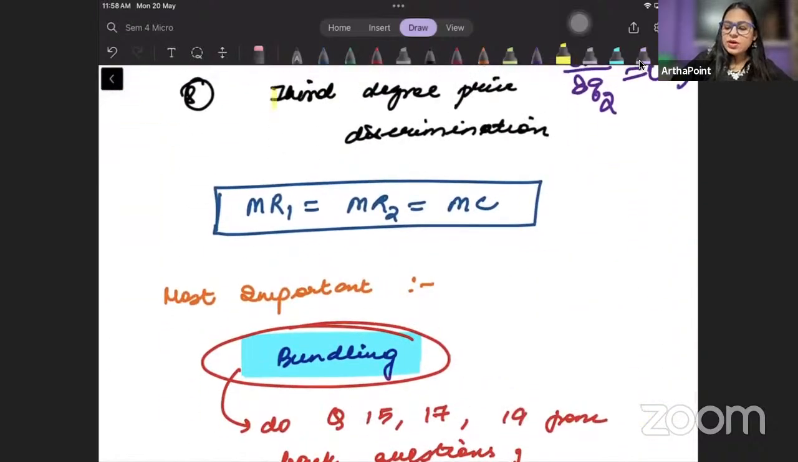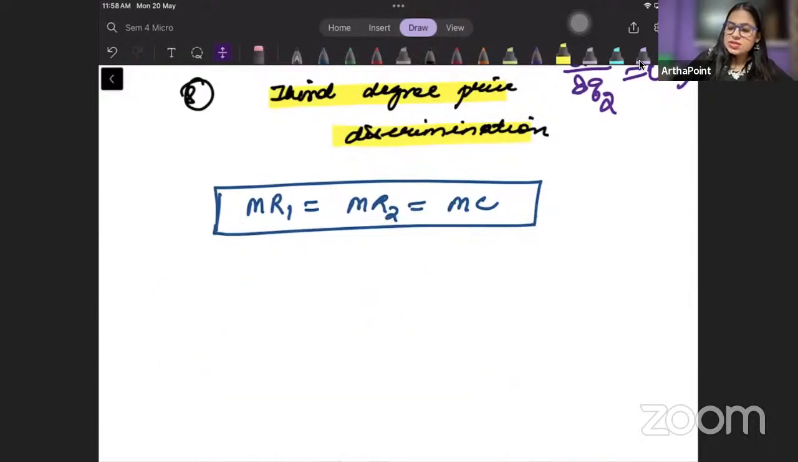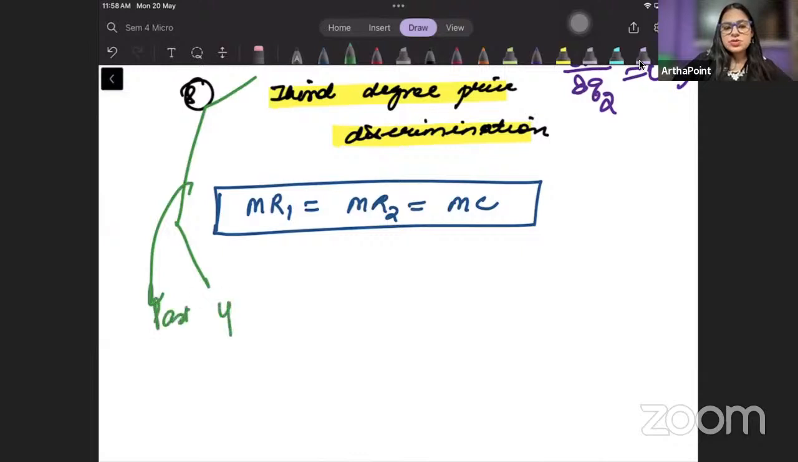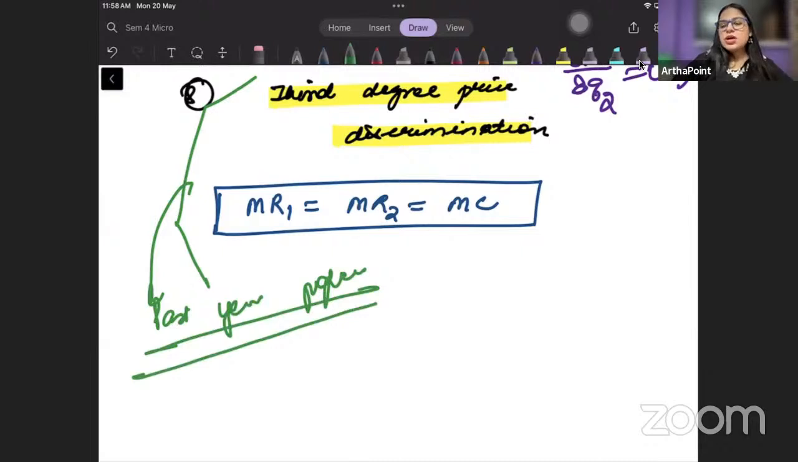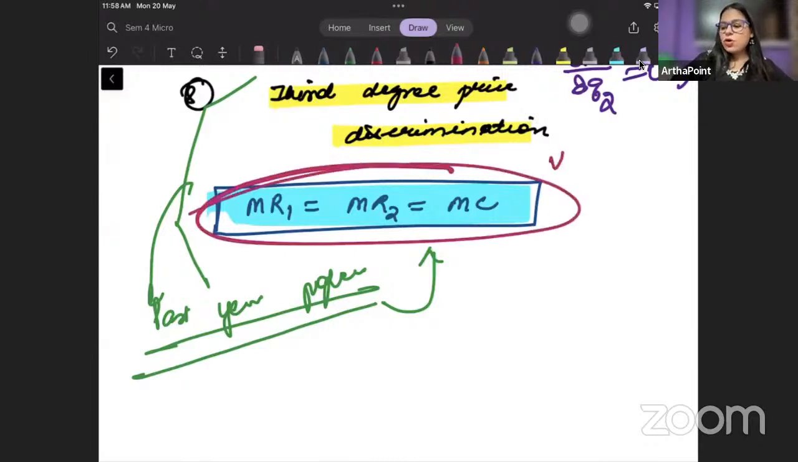Okay. Then there can be a question on third degree price discrimination. This is the most common question seen in the past year papers. If you go back to your past year papers, 2018, 19, 20, 21, all of them, you will realize that third degree price discrimination is one of the most common questions asked. And therefore, beta, this is very, very important from the exam point of view.